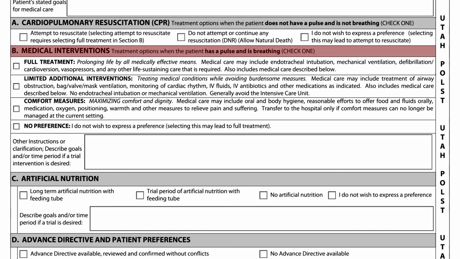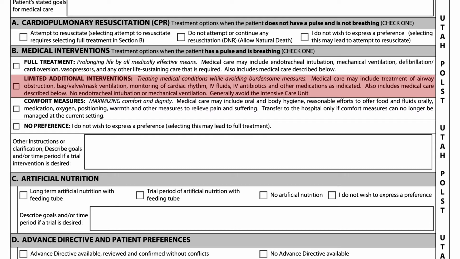Section B is with the medical interventions. If you choose full treatment, meaning you want any and everything done, then you need to check the first box in A that says attempt CPR. However, if you do not want CPR, if your pulse is not there and if you are not breathing, then the next box, limited medical interventions, can be appropriate.